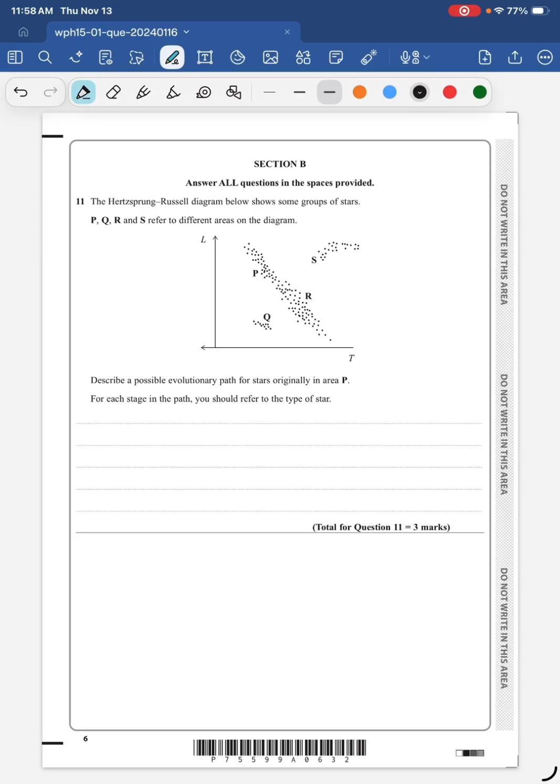So that's the area P, okay? So that area is the blue giants, okay? P is blue giants. So stars with really, really high luminosity and high surface temperature, okay? Because remember that the temperature increases to the left, which they show you actually over there, okay?